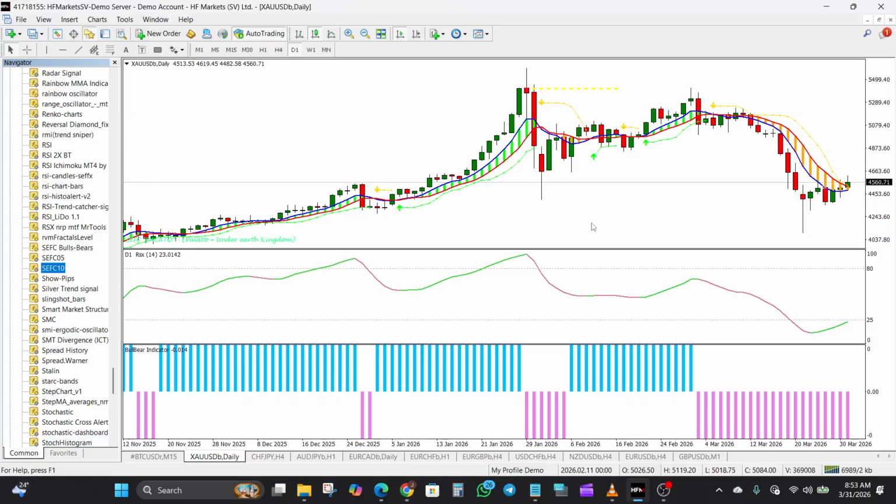Okay, so now what do we do with all these indicators? You just have to look out for Confluence. Basically, it's just as easy as that. Look out for Confluence and signals.